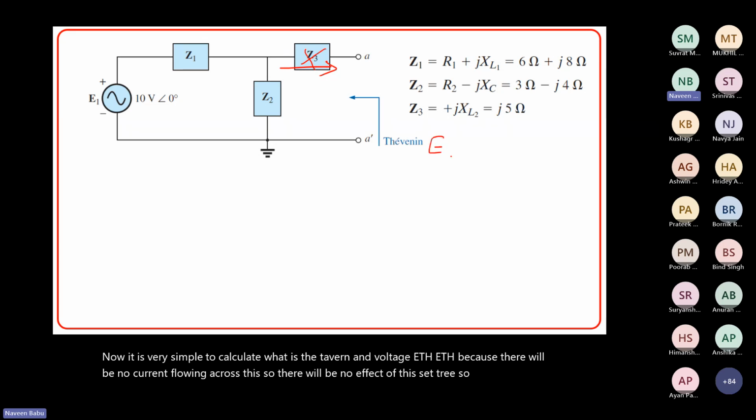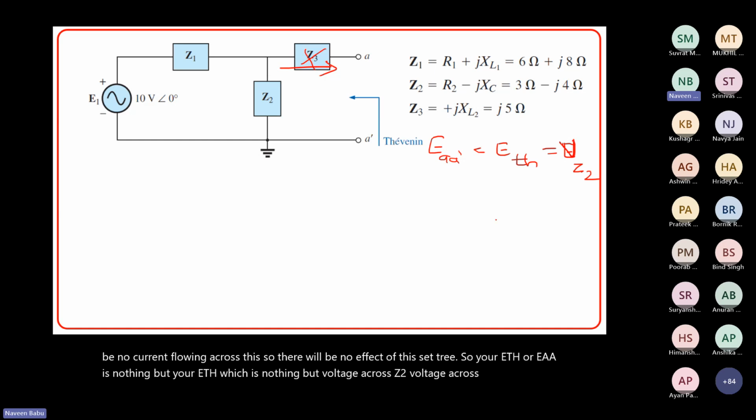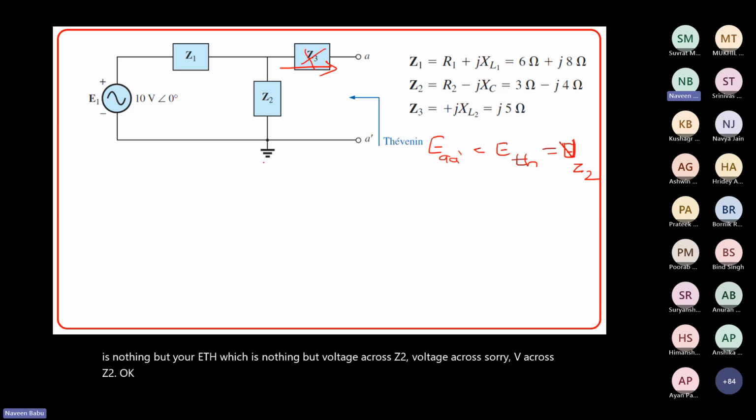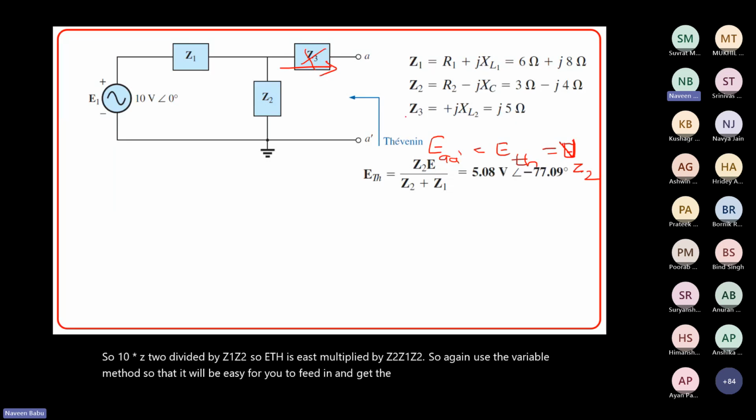So your ETH, or EAA dashed, is nothing but the voltage across Z2. Okay, so what is ETH? You can apply the voltage divider rule: 10 multiplied by Z2 divided by Z1 plus Z2. So ETH is E multiplied by Z2 divided by Z1 plus Z2. Again, use the variable method so that it will be easy for you to feed in and get the values, which is 5.08 angle minus 77.09.